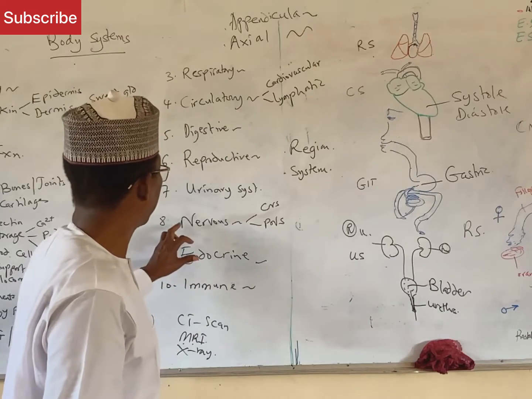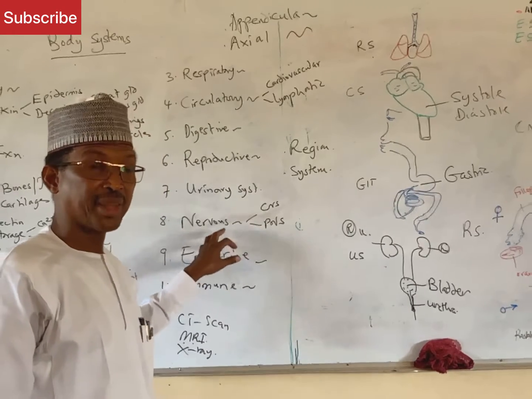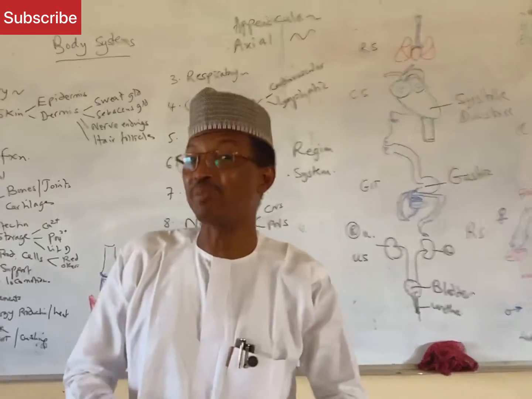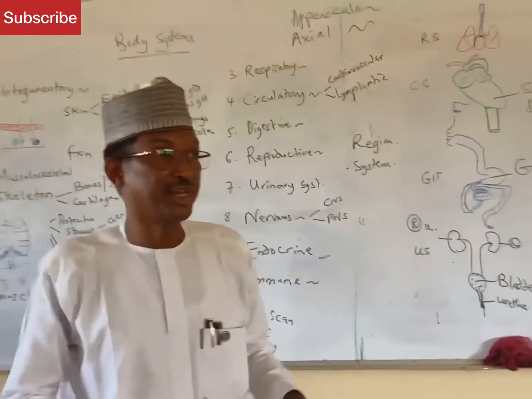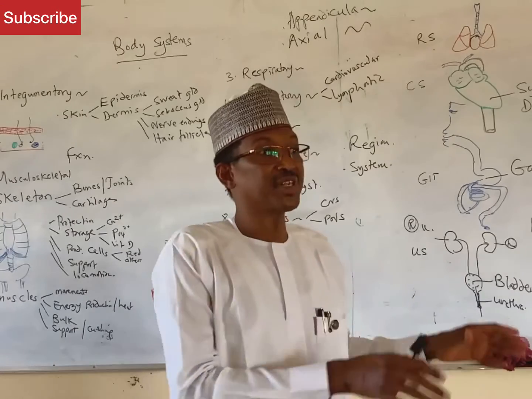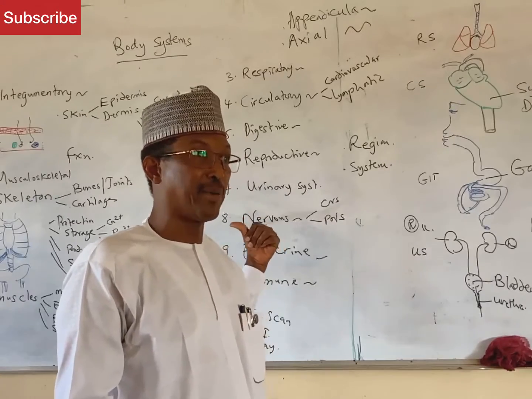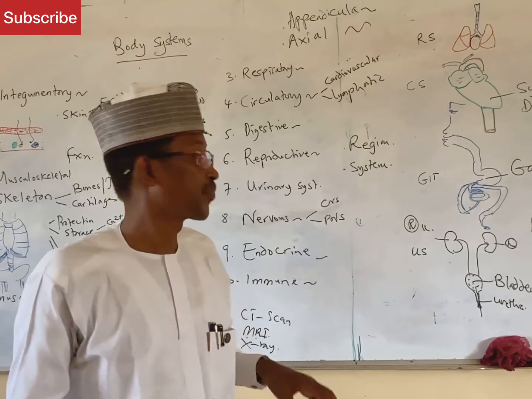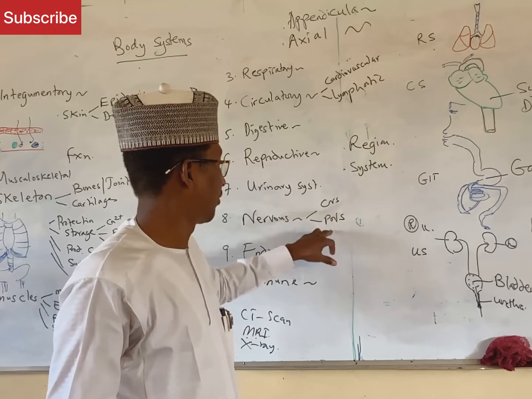The next one is what we call the nervous system. The nervous system is the master system, master in the sense that it masters every part of our system. It is the controller of the entire system in the human body. Of all the 11 systems in the body, it is the nervous system that controls everywhere. You get it? It is divided into the central nervous system and the peripheral nervous system.